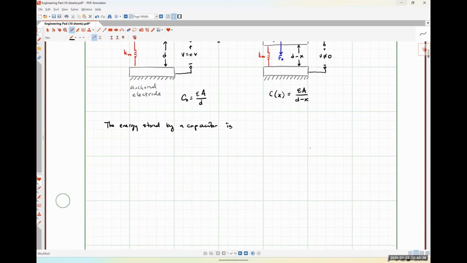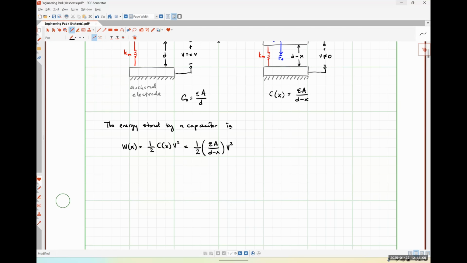Is given by the following expression. So if we're going to look at energy stored as a function of plate displacement x, this is just going to be 1/2 times our capacitance as a function of x multiplied by whatever value our voltage has that's causing that displacement squared. Okay? And so if I substitute in my relationship, this is going to come out to be 1/2 epsilon A over D minus X times the voltage squared.